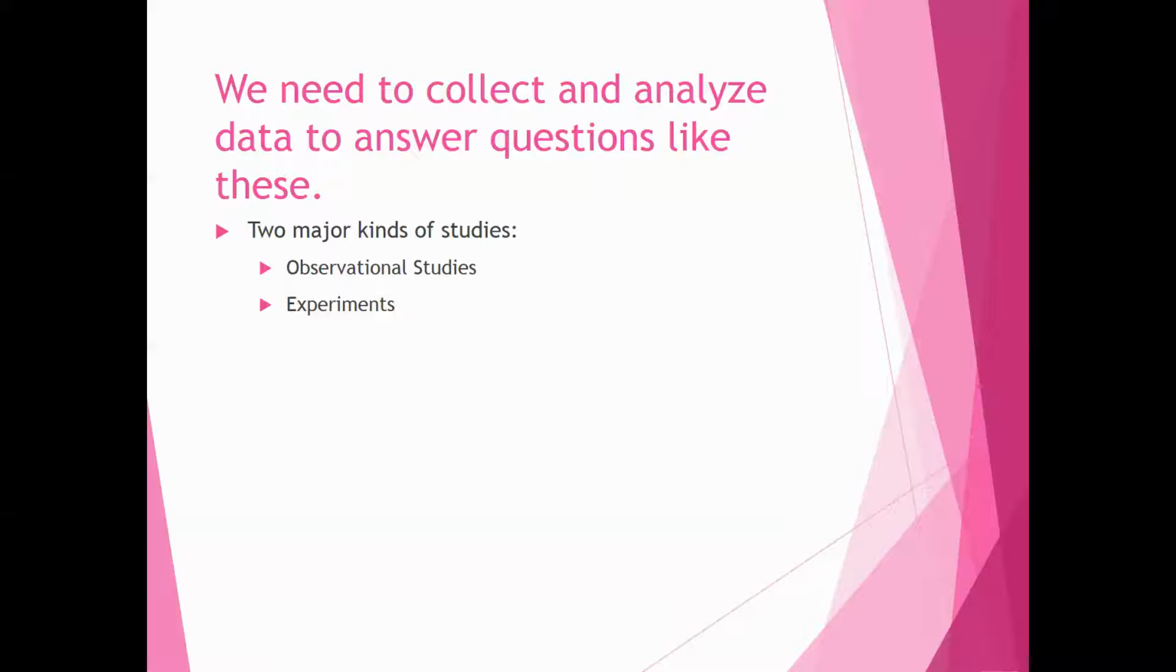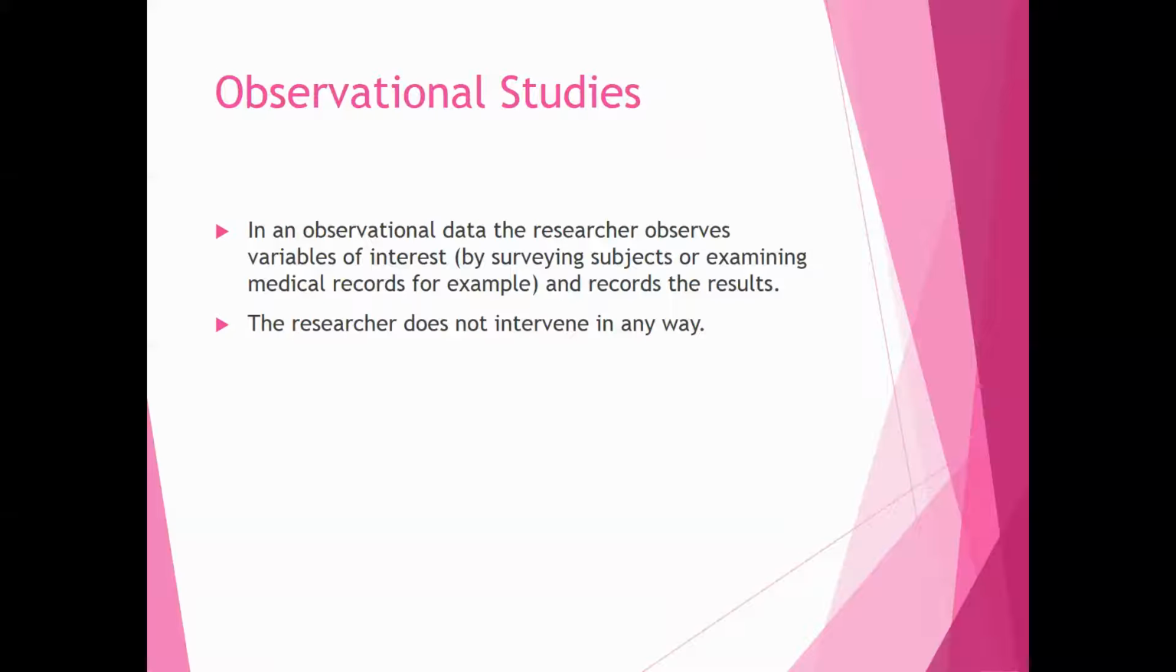Well, we need to collect and analyze data, and there are two major kinds of studies, observational studies and experiments. We want to understand what they each are and the differences between them. In an observational study, we simply observe the variables of interest and record the results, maybe by surveying subjects or examining medical records or just watching. But the important thing is that the researcher doesn't intervene in any way. The researcher doesn't affect any of the variables. All the researcher does is observe and record.